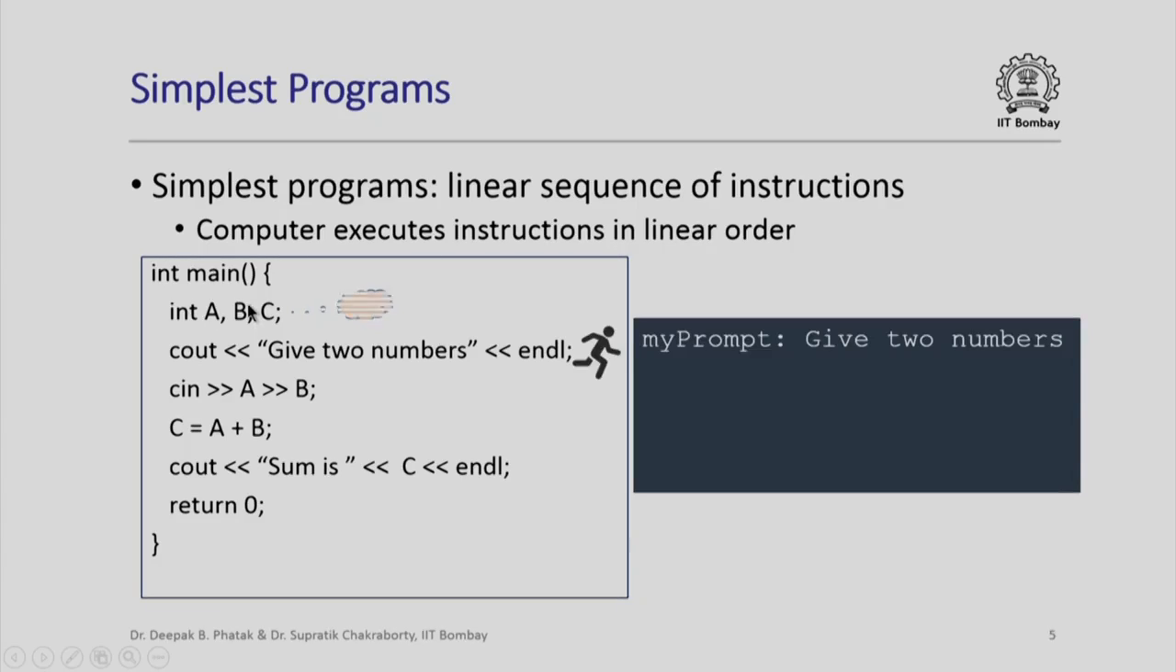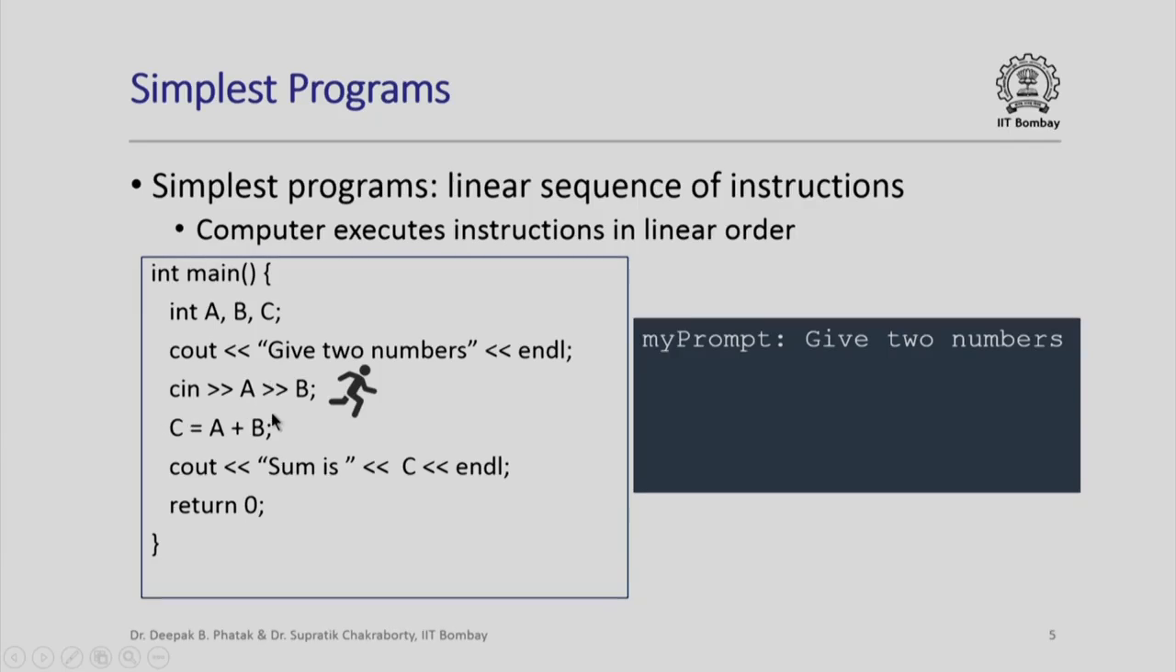The next statement is really the first statement that the computer executes, and I've sort of shown that here by a running icon. So when the computer executes this statement, this is what you see on your screen. This is the prompt. It could be your favorite prompt, and then the computer prints after that, give 2 numbers. The computer, after executing the statement, is going to execute the instruction that appears exactly after this in the sequence in which the instructions in the program are written.